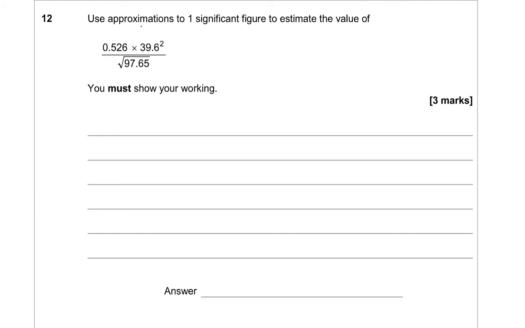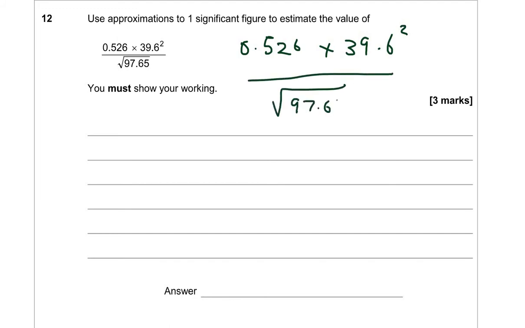Right, question 12. Use approximations of one significant figure to estimate this. So let's just write it out again so it's a little bit clearer. 39.6 squared divided by square root of 97.65. So significant figures. Right, this is going to be the first one, so it's going to be 0.5. For this second term, this is our first one, and it's going to round up because it's a 9. So it's going to be 40 squared. And for the square root, again, this is our first significant figure. This is bigger than 5, so we round up to square root of 100.